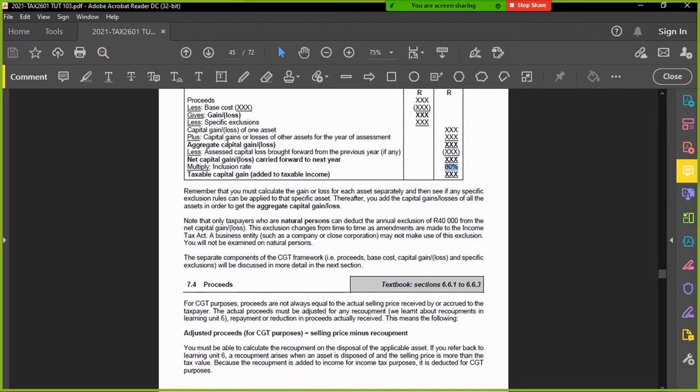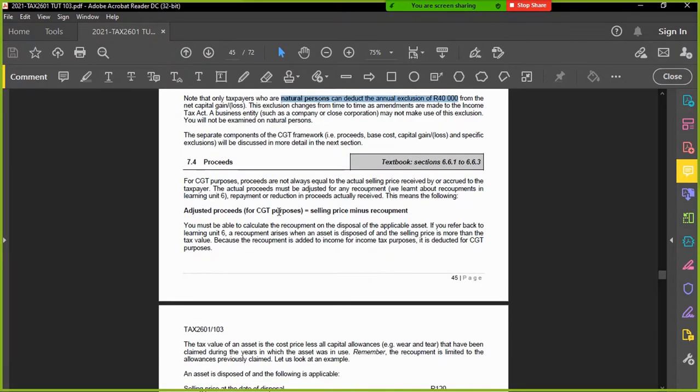All right, so you've got that framework. It's the same as what you've got in the notes. We're going to be using it. Natural persons can deduct an annual exclusion. They spoke about that annual exclusion, but it only applies to natural persons. There's nothing else there. Then there's the working for proceeds: selling price minus recoupment. We're going to need that calculation.